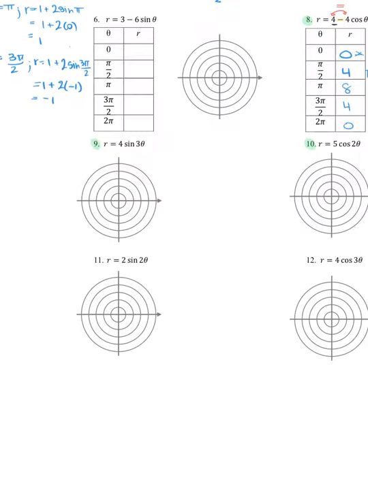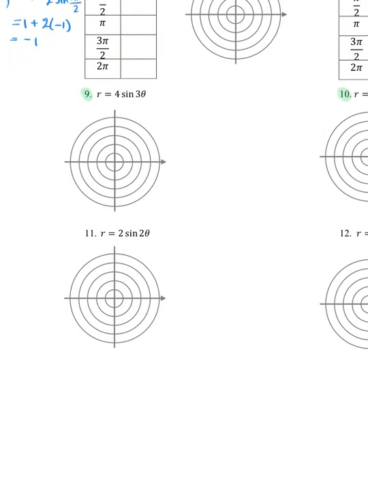All right, and let's go ahead and take a look at 2 more here. So we're going to start with number 9. So even though the directions in number 9 say to do a table of values, you do not need to do a table of values for the petal graph.